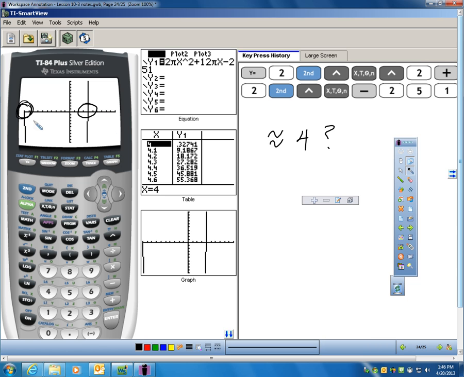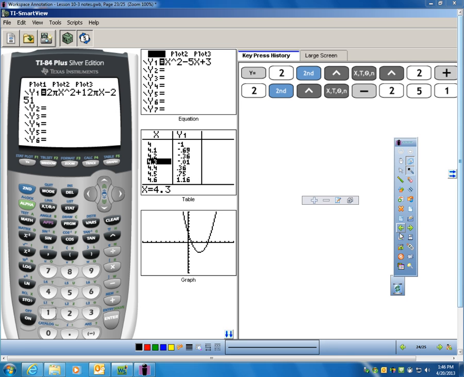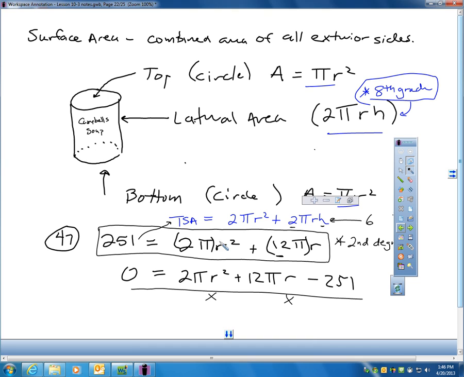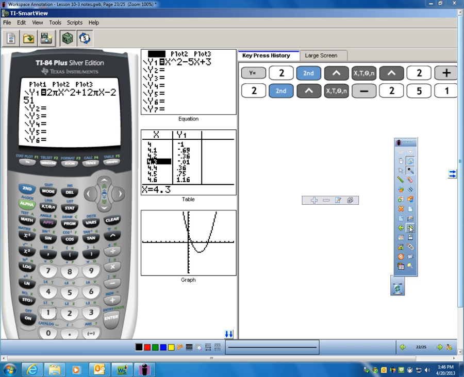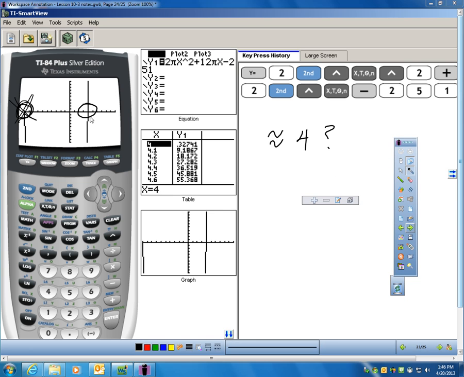Now, first of all, the negative solution we can cross out, because think about it. I can't have a negative radius. That doesn't make any sense. Remember, r stands for radius. Radius is this right here, the distance from middle to the edge. I can't have a negative radius. So I can throw that second solution out.